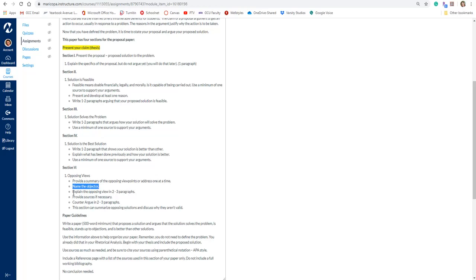How realistic is this other opinion? Explain the opposing viewpoint in 2 to 3 paragraphs. Summarize it and then discuss it. Provide sources if necessary, and they should be.